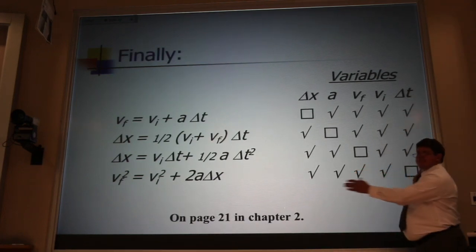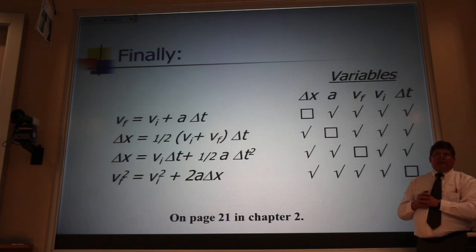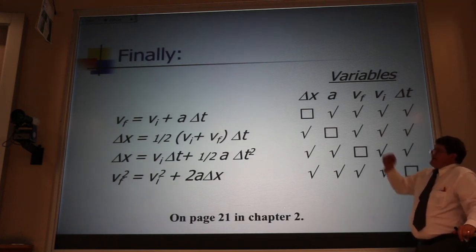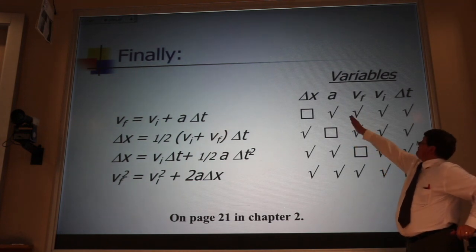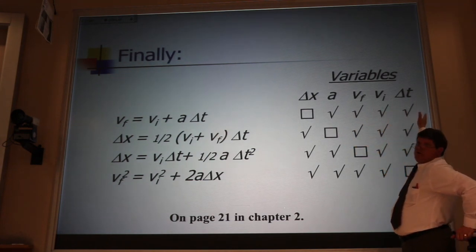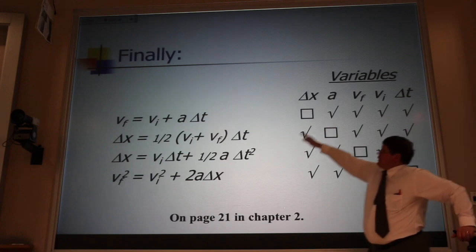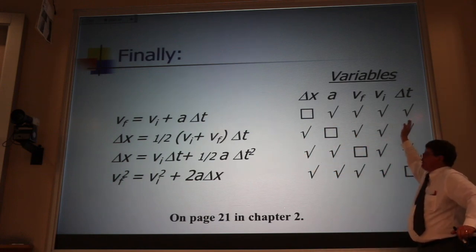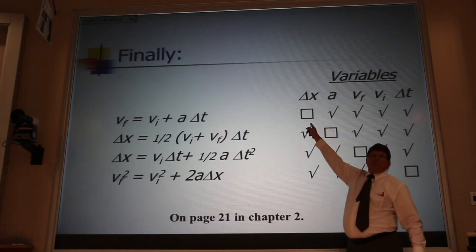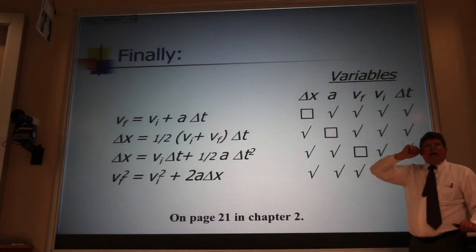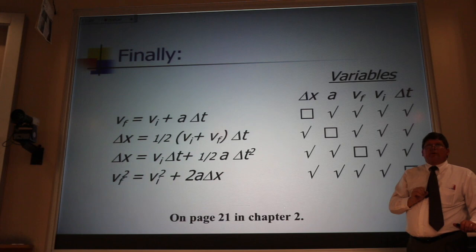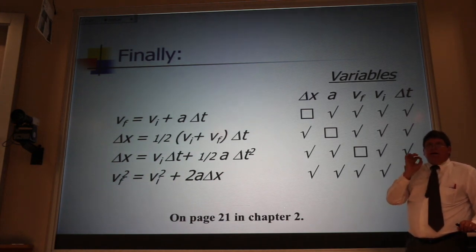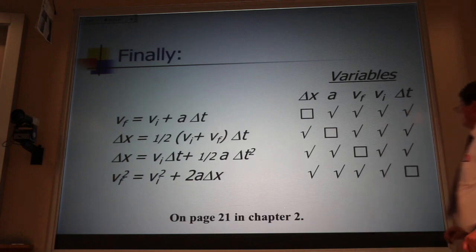This chart will not be on the exam, but it's obvious what it is. In kinematics, in motion, there are 5 players, 5 variables. And each one of these equations has 4 of those variables and is missing one. And that tells you which equation you're going to plug and chug into. The one that gives you the right variables.